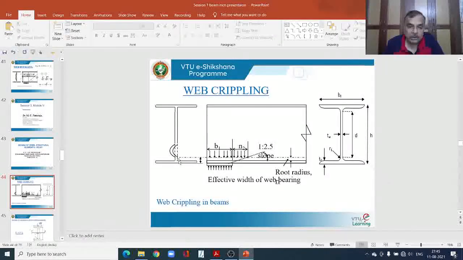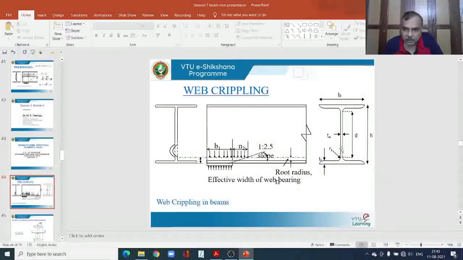And that is the stress that really causes the crippling of a certain portion of the web at the bottom, where the concentrated load is acting. And in order to reduce that concentrated stress to a certain extent, the web is not connected to the flange straight away, but some sort of transitional change in the thickness happens, as you can see here.